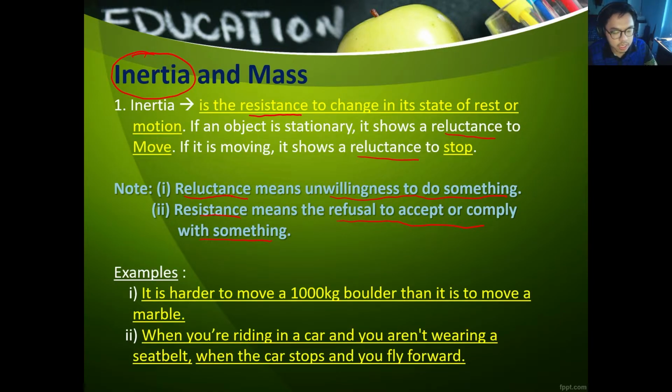Examples of inertia, and these are the ones that we looked at in the videos before. In the first example, you have a very heavy object and the inertia of the object causes the object to be very difficult to move. In the second example, when you are in a car and the car suddenly stops, the inertia of your body allows your body to continue moving. That's why your body flies forward. That's why your body doesn't stop with the car.